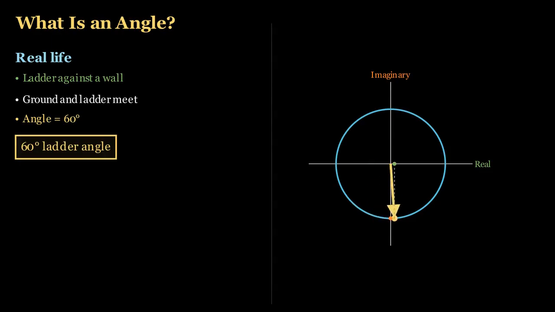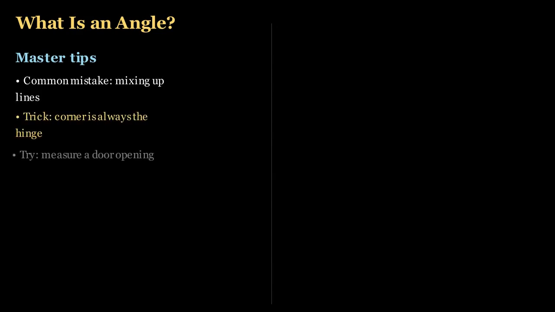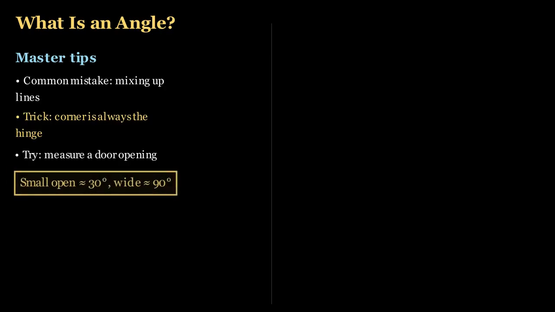If the ladder is twice as far from the wall... A common mistake is measuring the wrong pair of lines. Always check they meet at the corner. A quick trick: the corner is the hinge, the angle is how wide the door is open. Try it yourself: open a door.